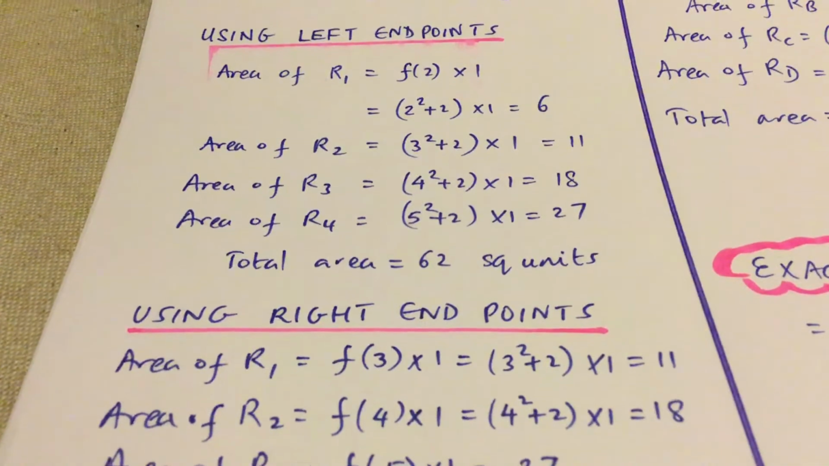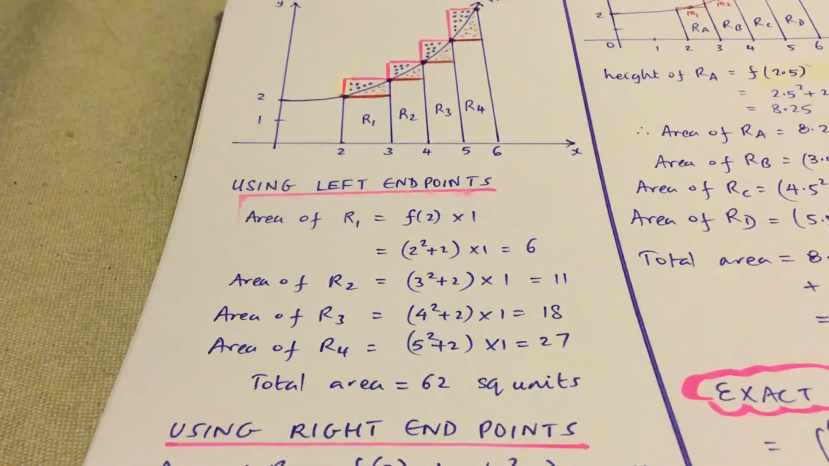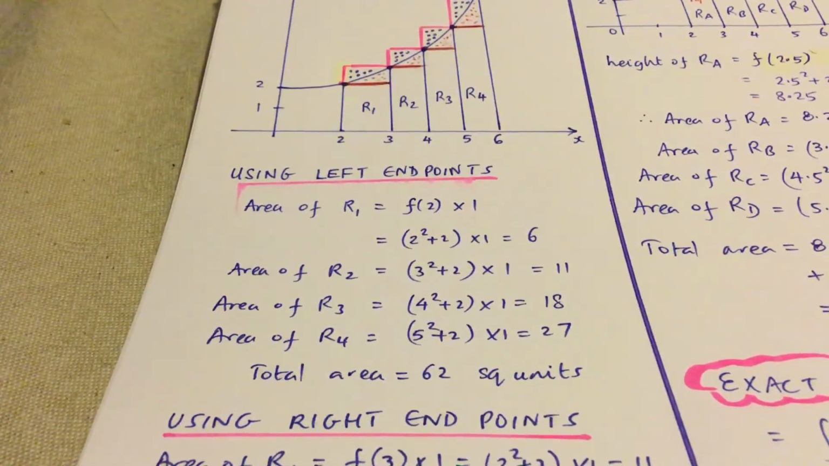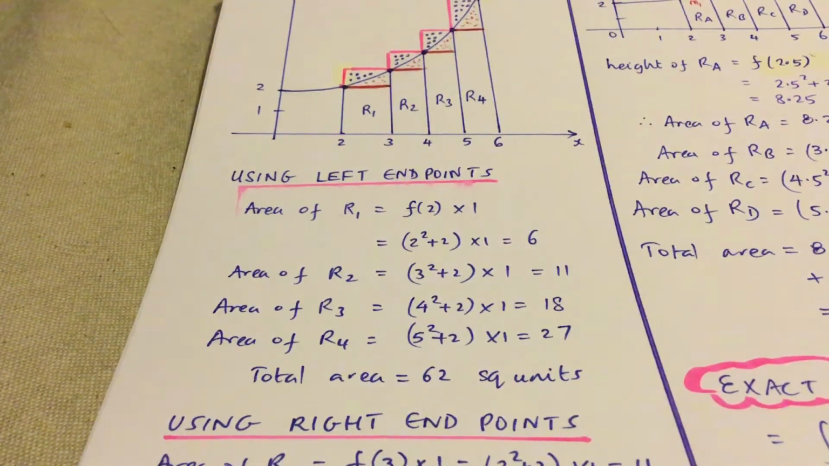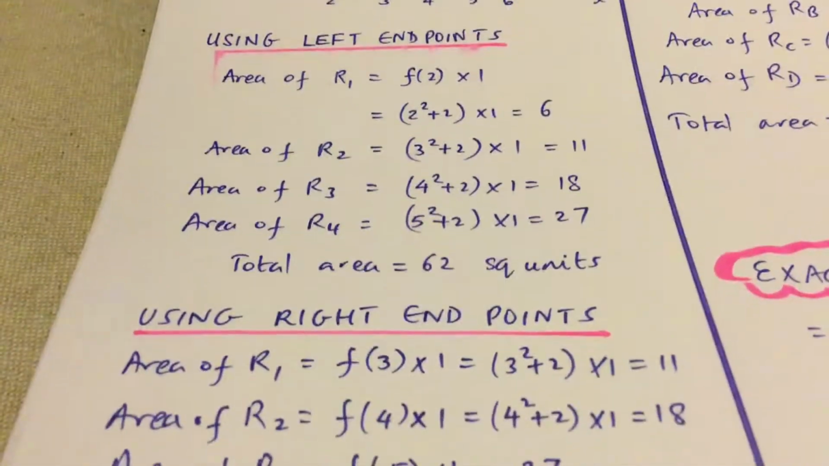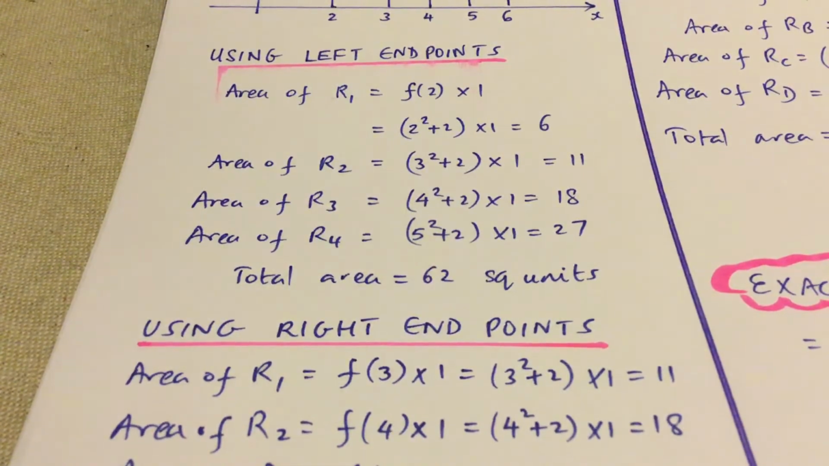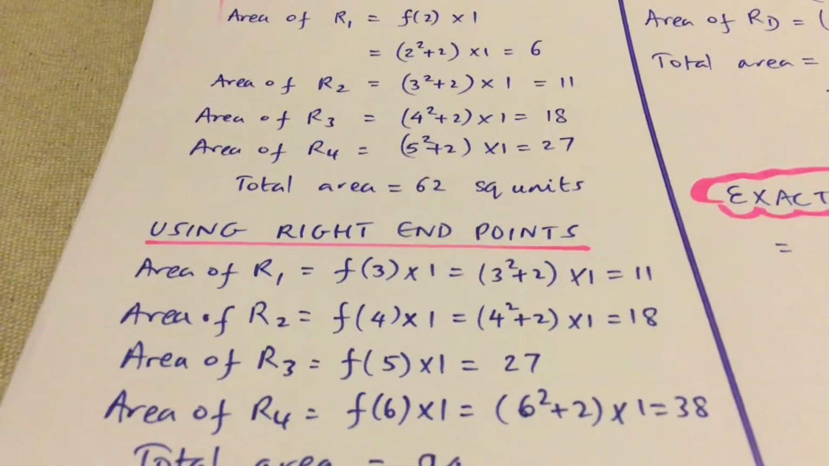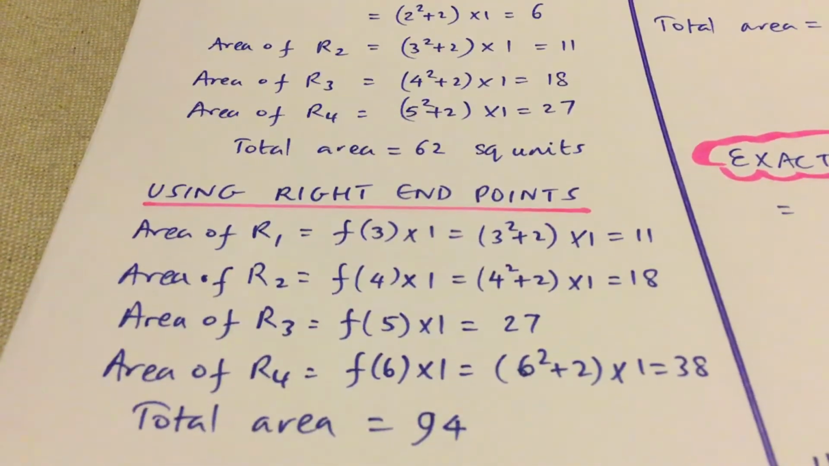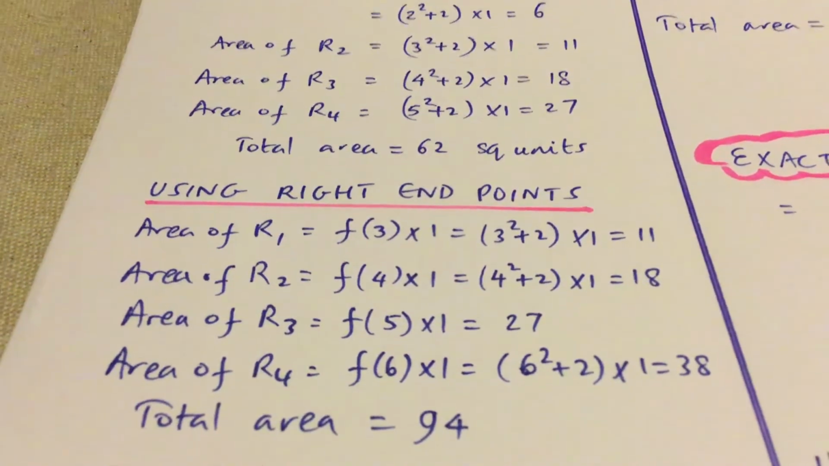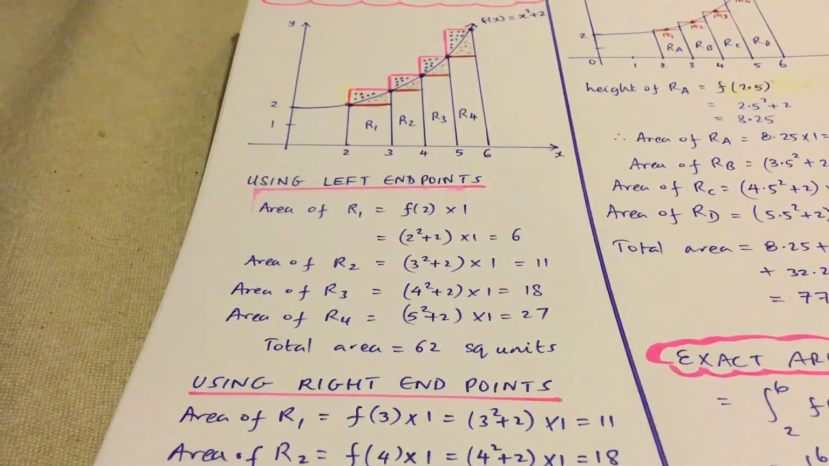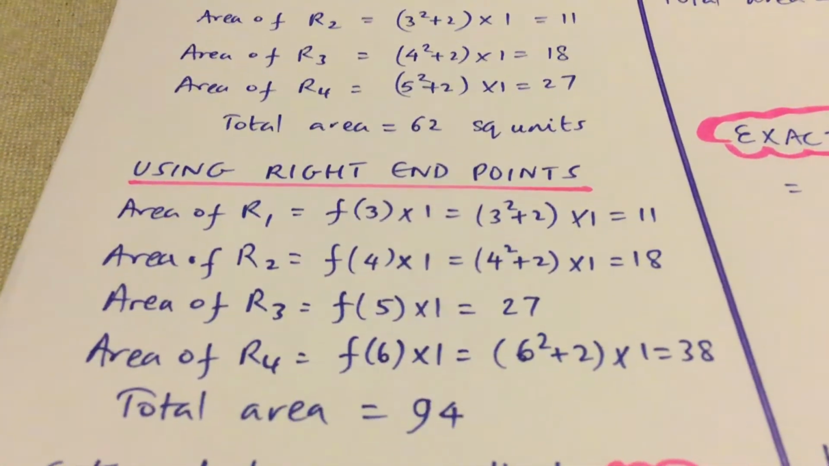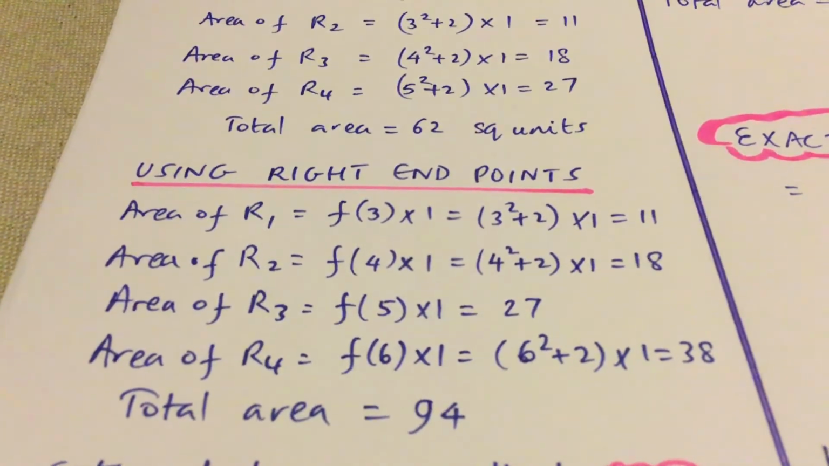Similarly, for the area of rectangle 2, if you look at rectangle 2 in the diagram above, the limits are 3 to 4. We're using a right endpoint, so we have to substitute 4 in f(x). By substituting 4, we'll get 18, and that goes on for the remaining rectangles. The area of R3 will be 27, and for R4, if you look at R4 in the diagram above, the right endpoint is 6, so you substitute 6, that will give you 38, with a total area of 94.